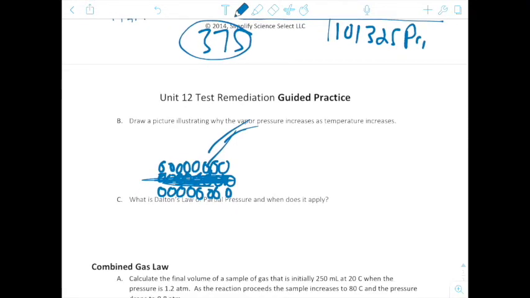What is Dalton's law of partial pressure, and when does it apply? Dalton's law of partial pressure applies generally when things are collected over water. Gases are hard to collect, and so we collect them over water to give us an ability to put them in a beaker where we just know it's that substance and water vapor. Dalton's law of partial pressure can apply anytime that you have multiple gases in a single container.